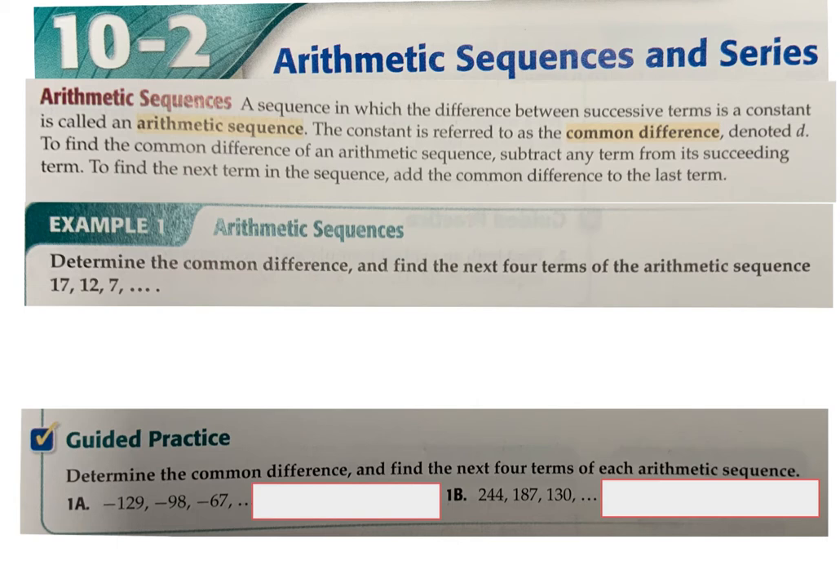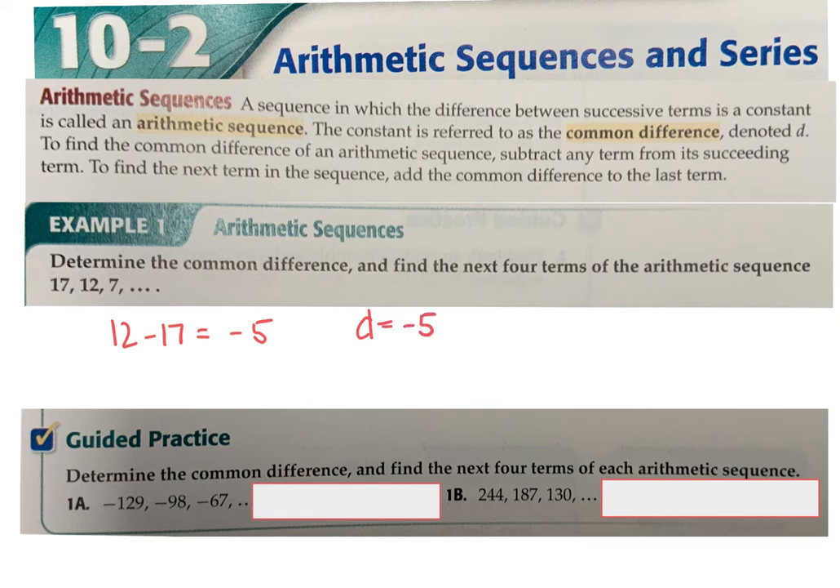So to find the next term in an arithmetic sequence, you literally add the common difference. That's how easy this is. Determine the common difference and find the next four terms. To find the common difference, you take the second term and subtract the first term. So in this one, I would say 12 minus 17. My common difference here is -5.